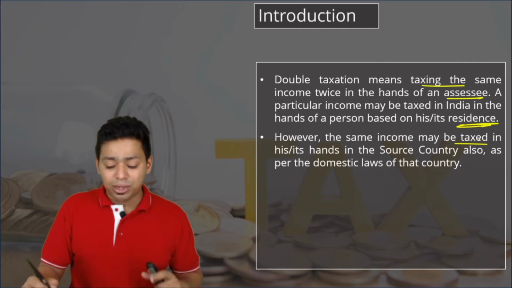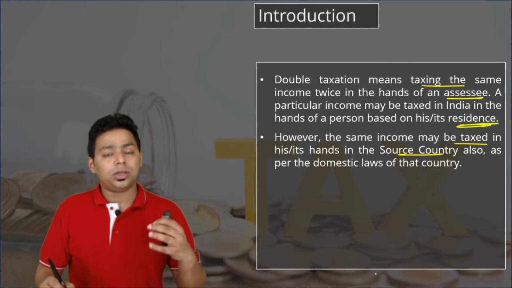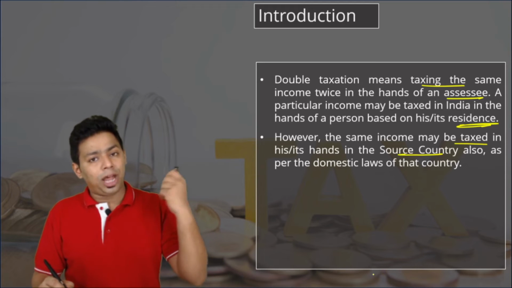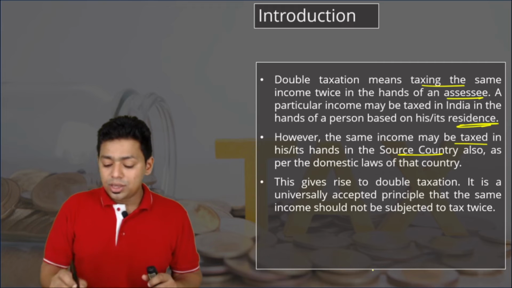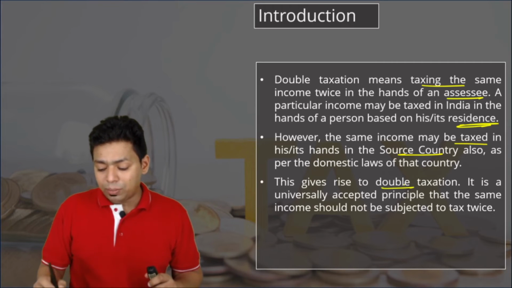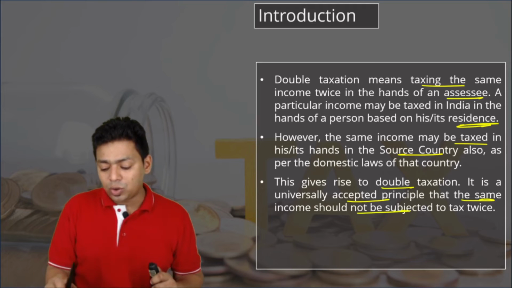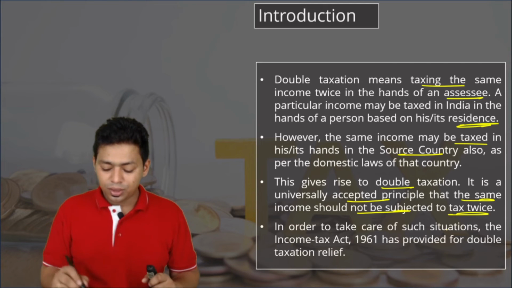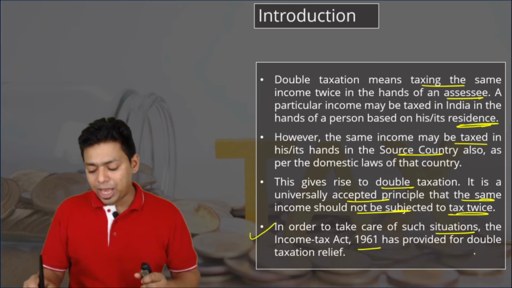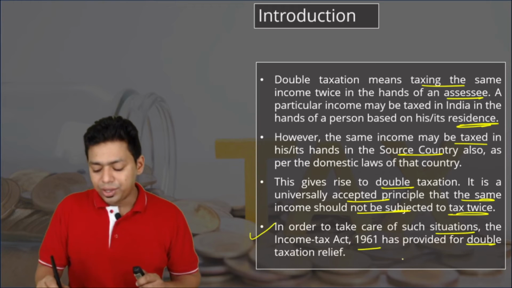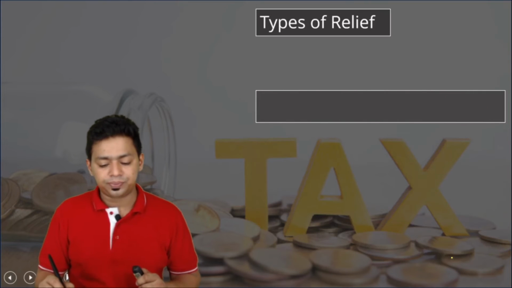However, the same income may be taxed in the hands of the same entity in the source country because of the domestic law of that particular country where the income has been originated. This gives rise to double taxation, and it is a universally accepted principle that the same income should not be subjected to tax twice. In order to take care of such a situation, the Income Tax Act 1961 has provided for double taxation relief, which is provided in section 90, 90A and section 91.